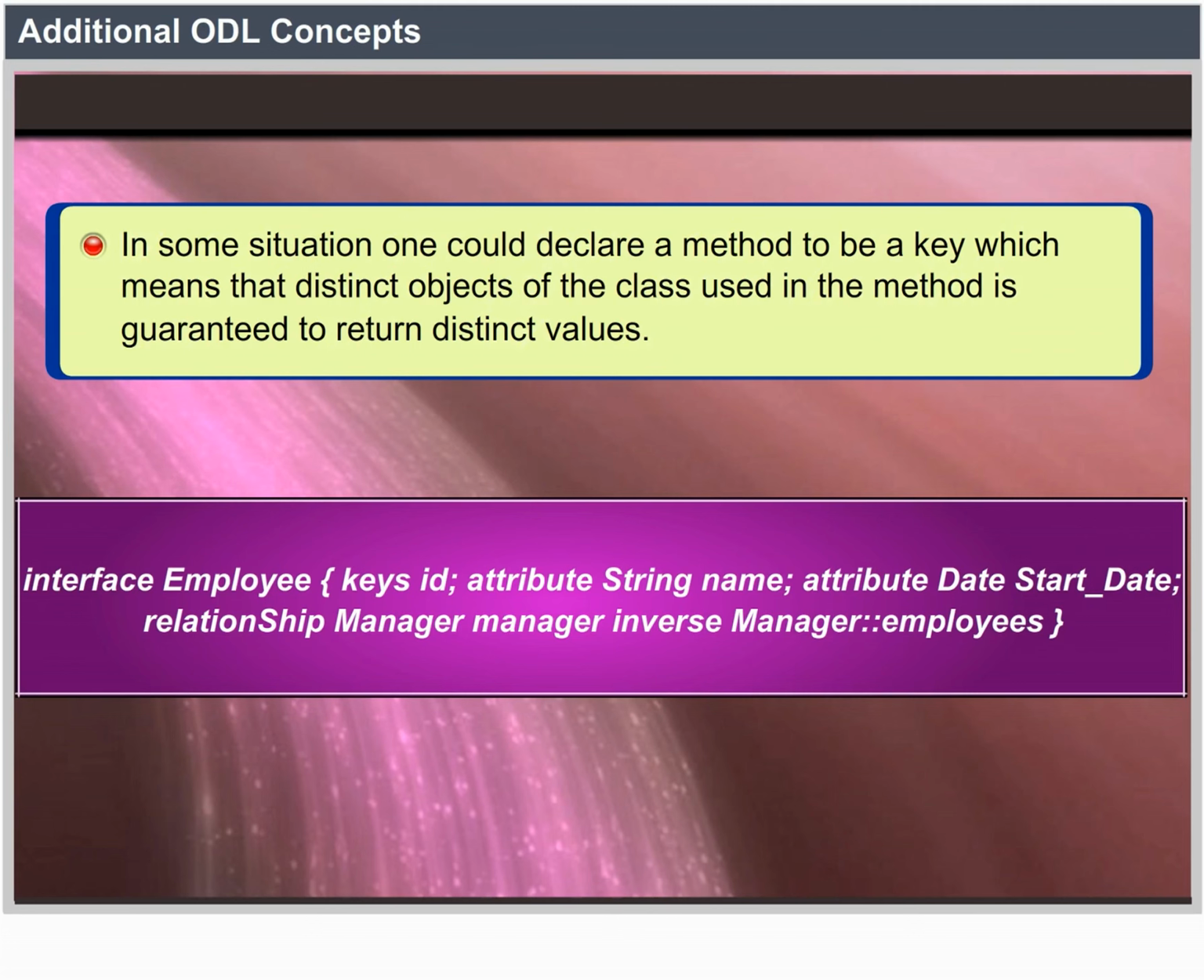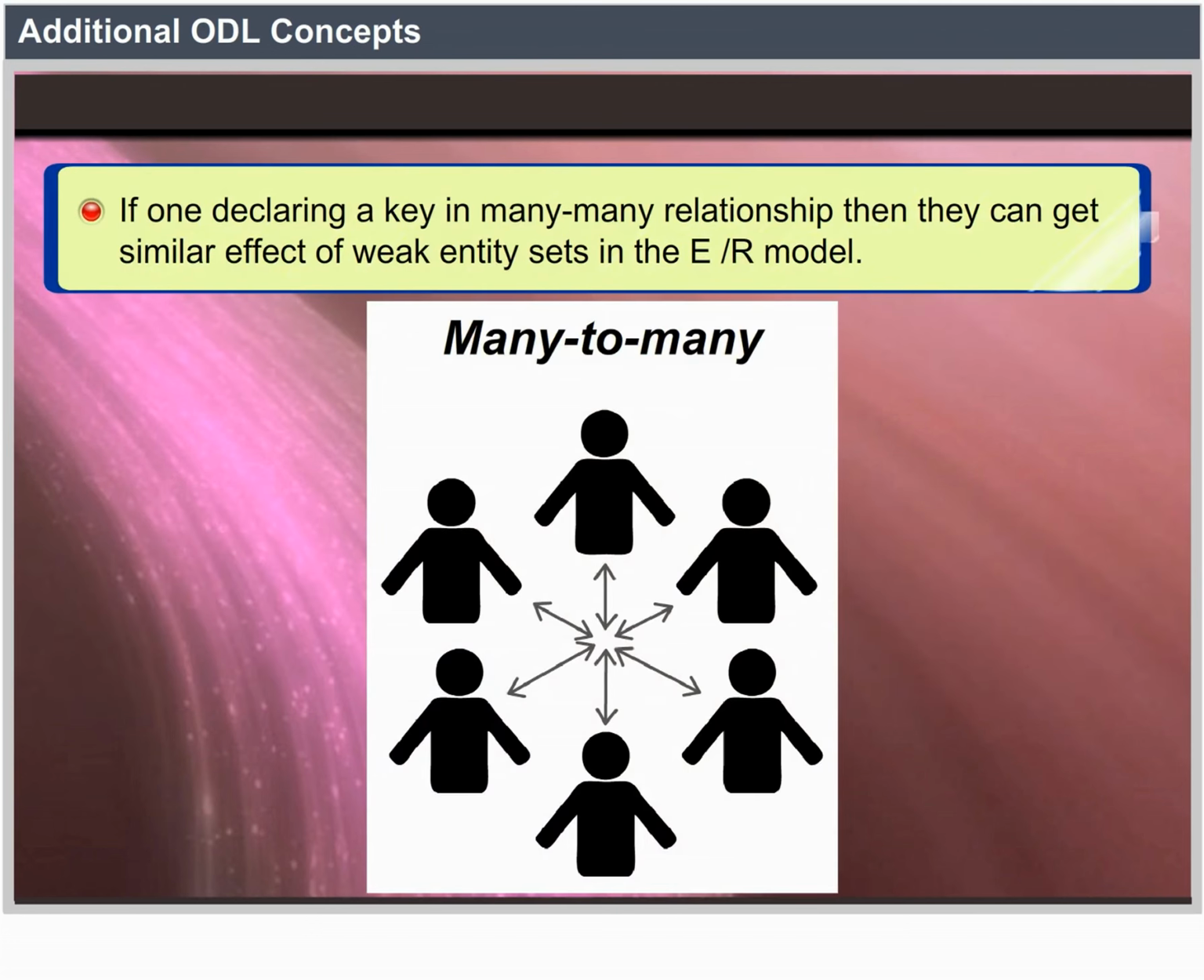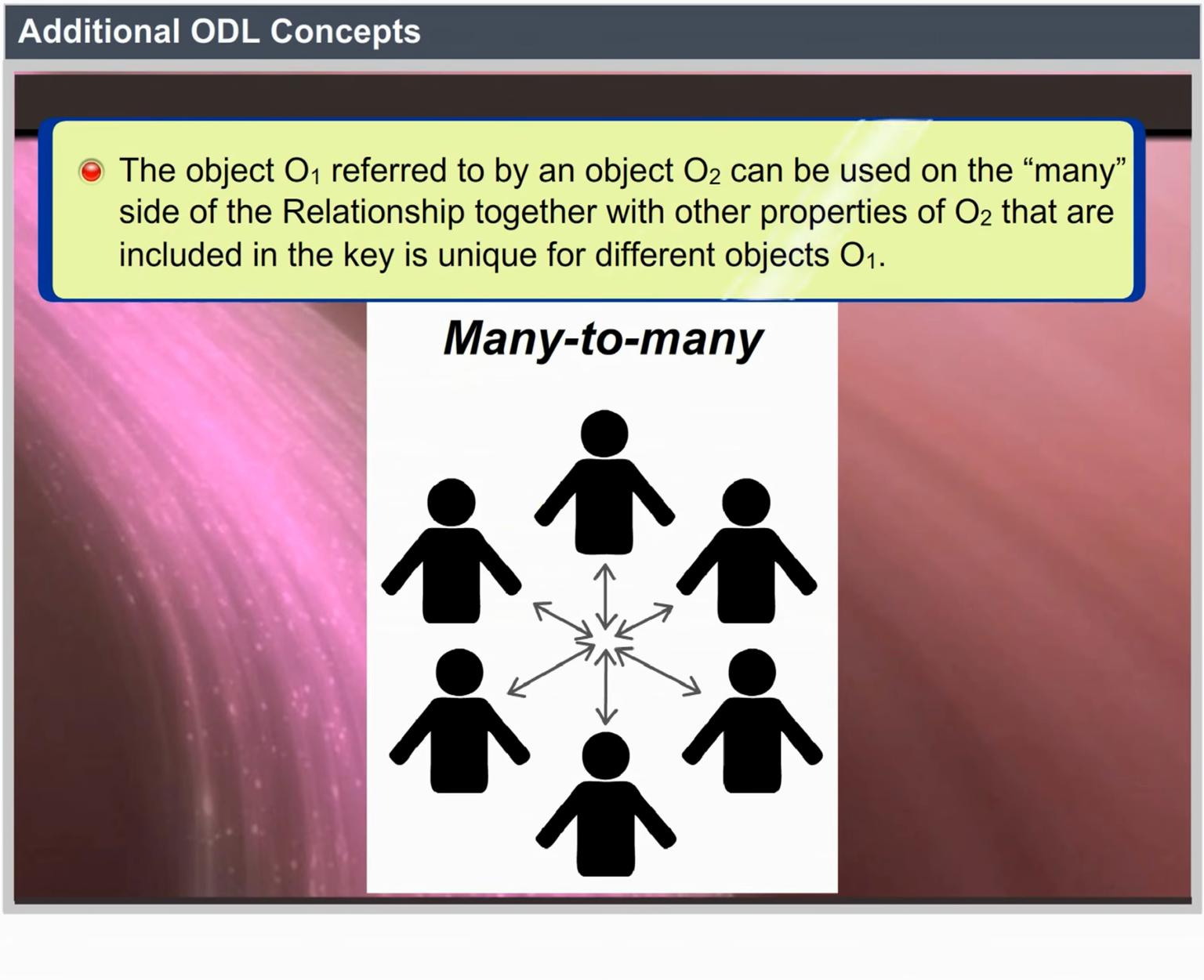When we allow many-to-one relationships to appear in key declarations, we can get an effect similar to that of weak entity sets in the E/R model. We can declare that the object O1 referred to by an object O2 on the many side of the relationship, perhaps together with the other properties of O2 that are included in the key, is unique for different objects O1.